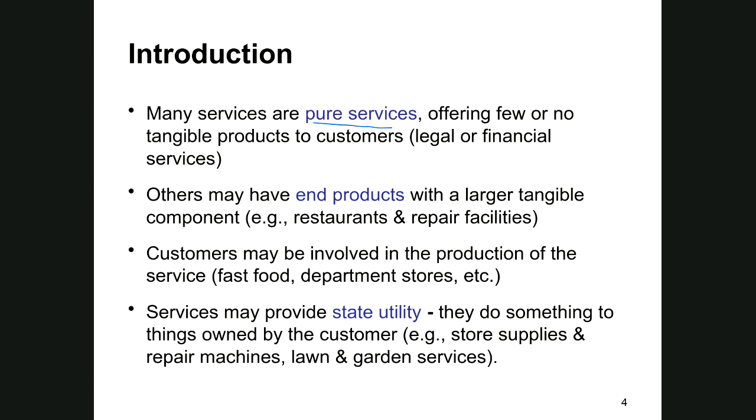And then lastly, a service may provide a change in the state utility. In other words, you take your automobile to a repair shop, it goes in, it's not working, and it comes out and it is working. So the state of your automobile has changed. Or, if your lawn needs mowing, the gardening service comes in, cuts the grass, so the grass is one length before and a different length after. That's a state change or state utility.